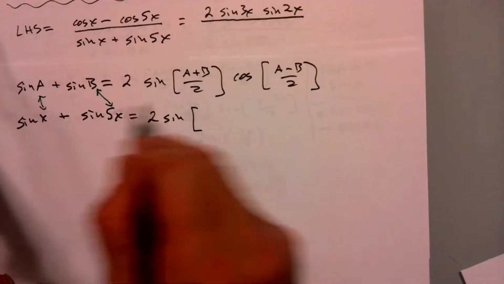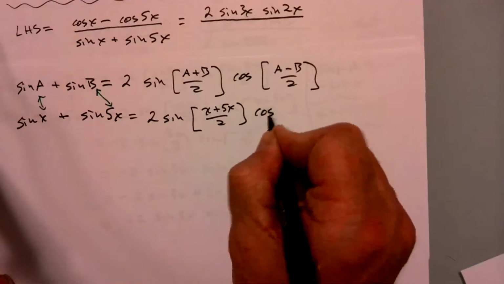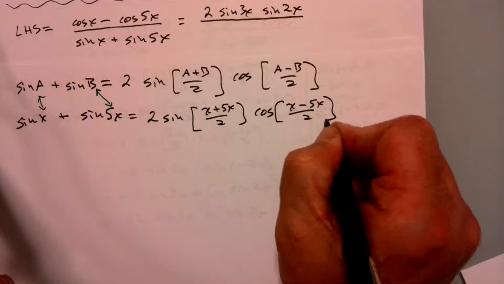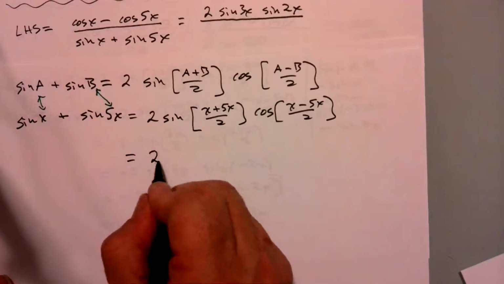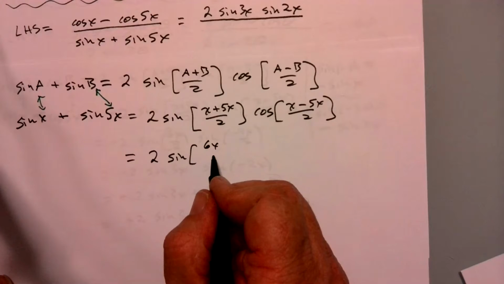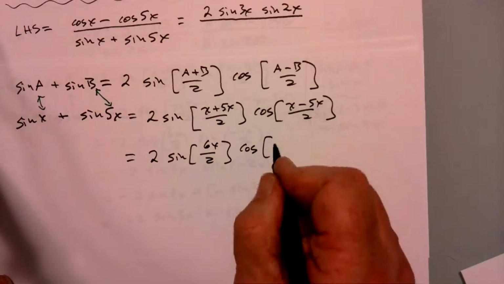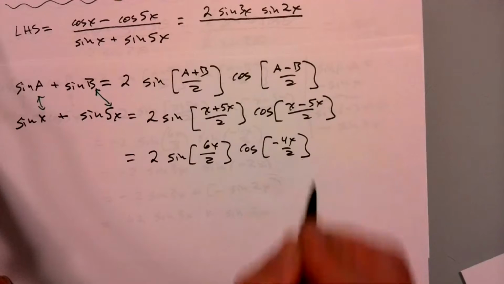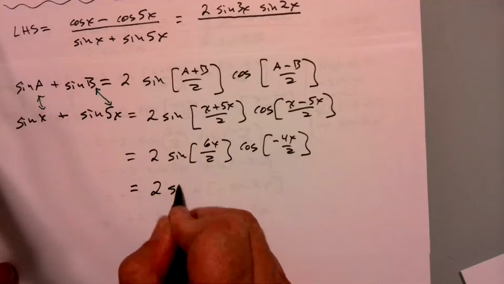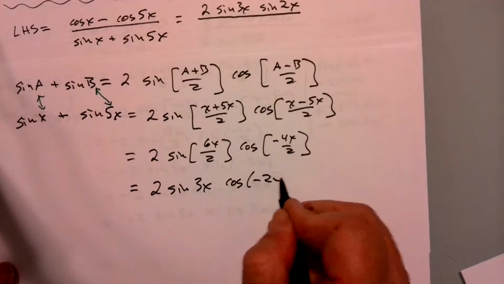2 sine x plus 5x over 2 times cosine A minus B, x minus 5x over 2. And what is that going to give us? x plus 5x is 6x, so sine 6x over 2, cosine x minus 5x, negative 4x over 2. Then what does this become? This becomes 2 sine 3x, since 6x over 2 is 3x, and negative 4x over 2 is negative 2x.